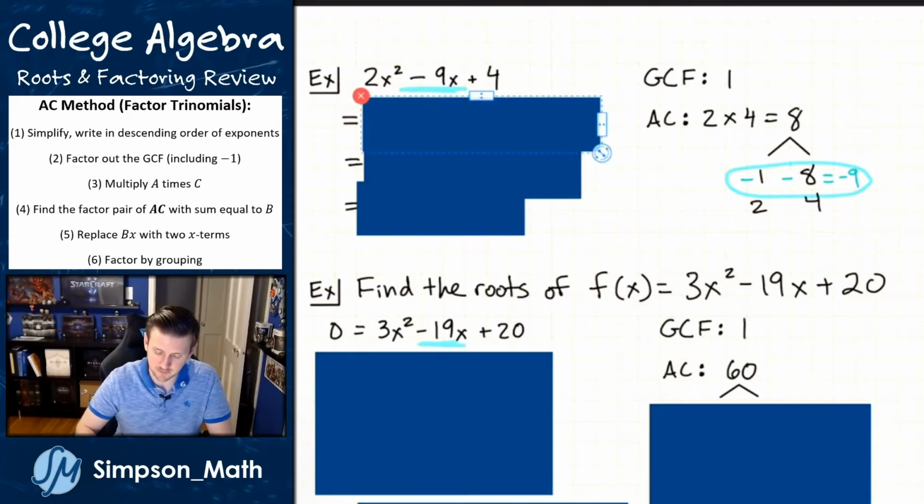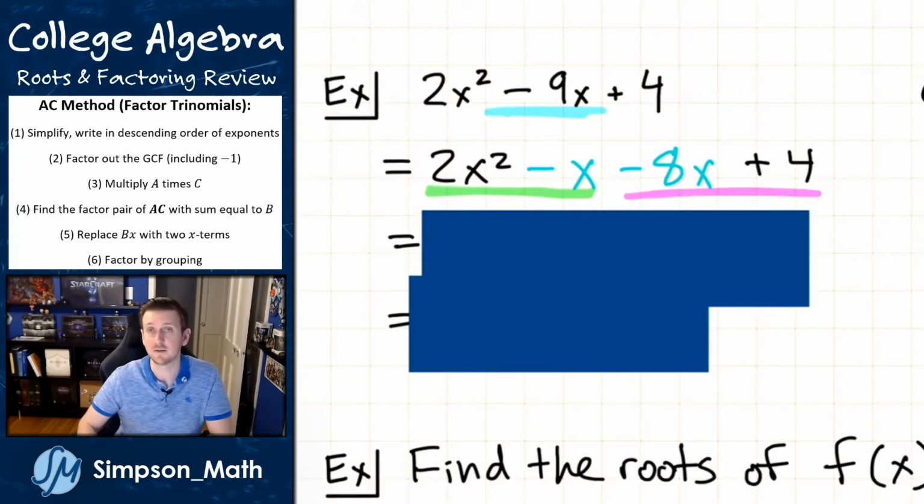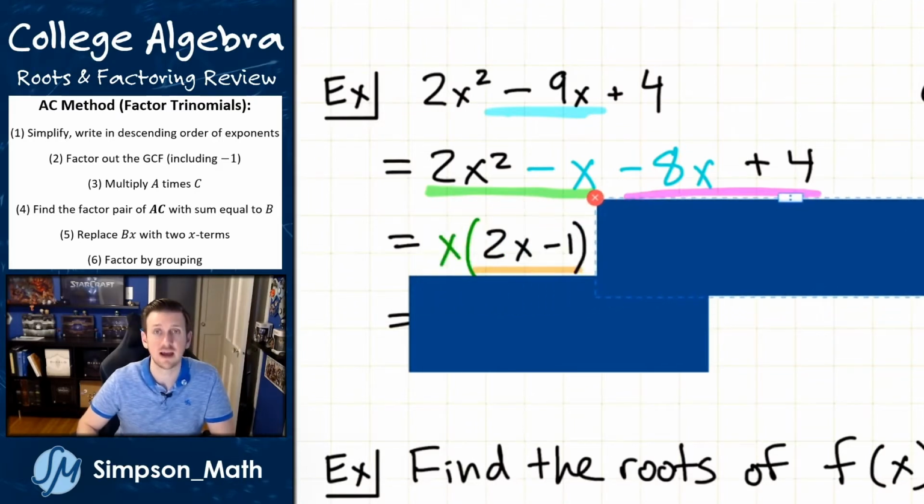So I'm going to break up negative 9x into its two parts. So it's a negative 1x minus 8x. Again, you can always just do a quick double check and just add those together, and I would get that negative 9x. So now I just need to factor by grouping. So let's do the same thing we did previously. So I'm going to pull out the x, which is what the green ones have in common, and I'm left with x times 2x minus 1.